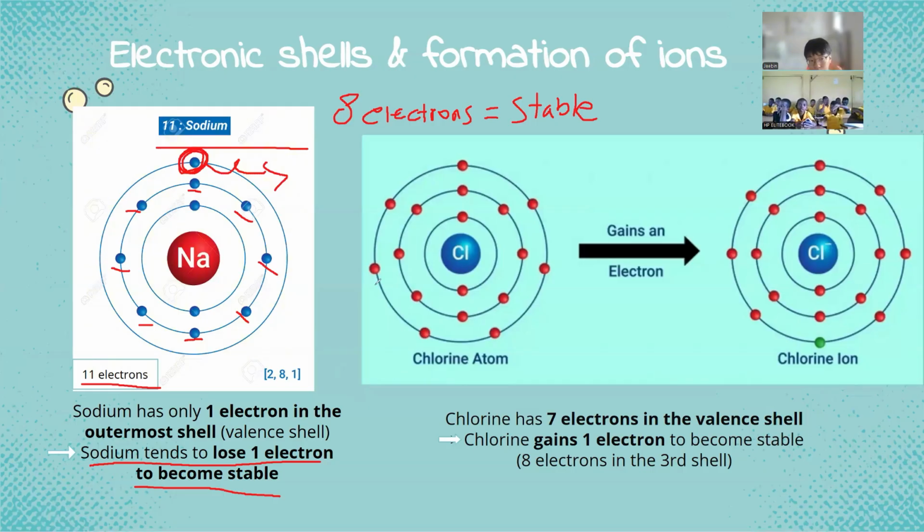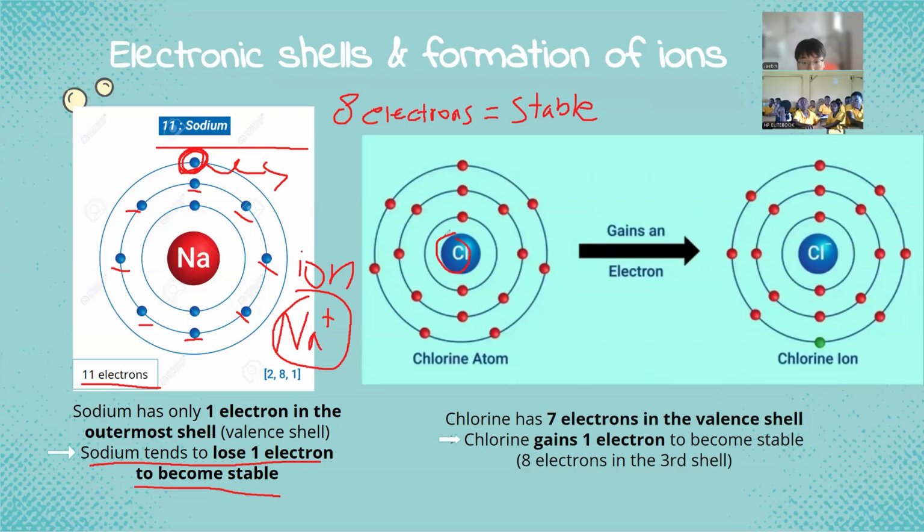So when a sodium loses an electron, it becomes Na plus. It's called an ion. So this is a sodium ion. And ions are formed only when there is another atom that wants to gain an electron.